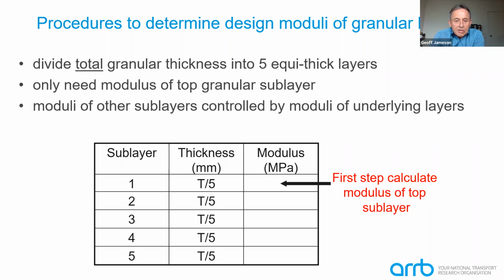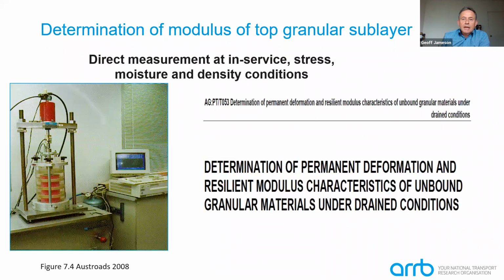And the modulus that we assign to each of the sublayers depends on the modulus of the top layer, and I'll explain in the next couple of slides how that is determined, and also the modulus of the underlying layers, which could be the subgrade, and also the thickness of the granular material that you're subdividing. So in terms of determining the top granular sublayer modulus, we can measure that with the repeat load test, but it's commonly not done, but it can be done. You can measure it and calculate a value at an appropriate stress level for your pavement configuration.